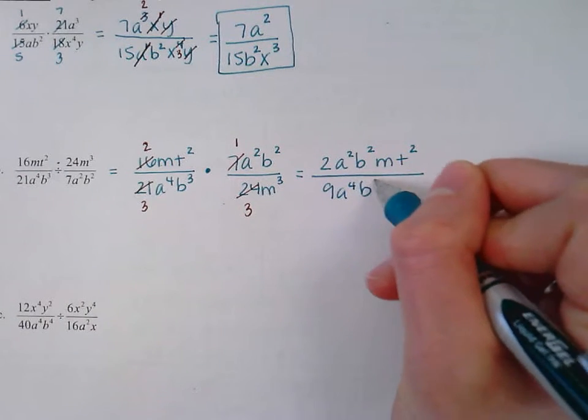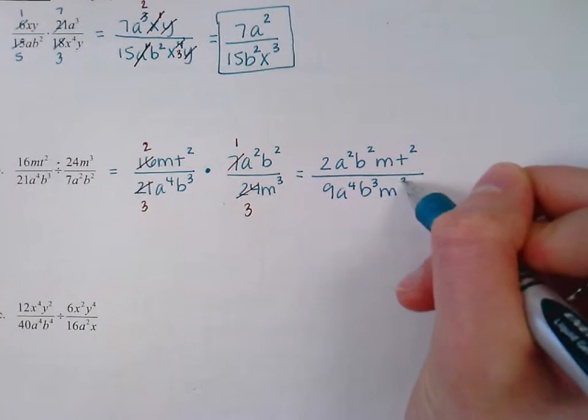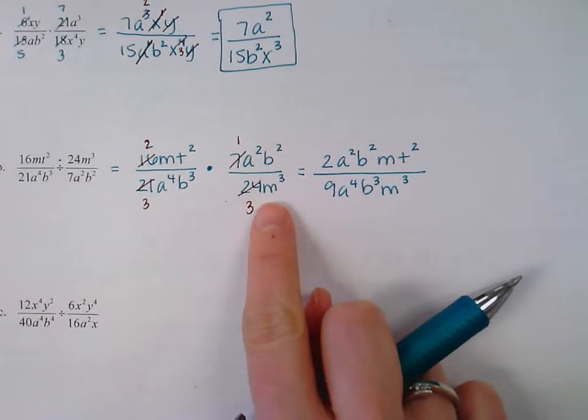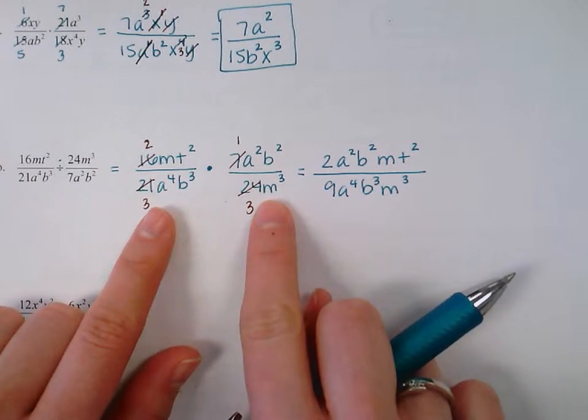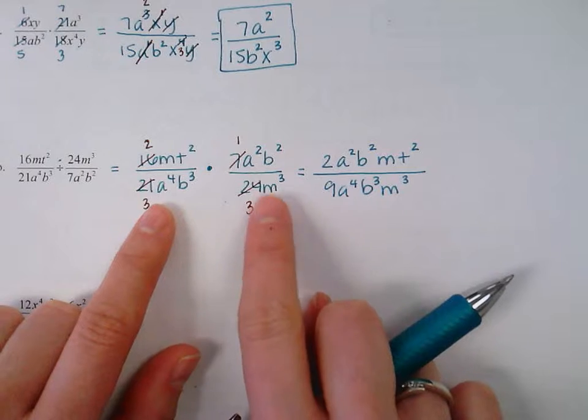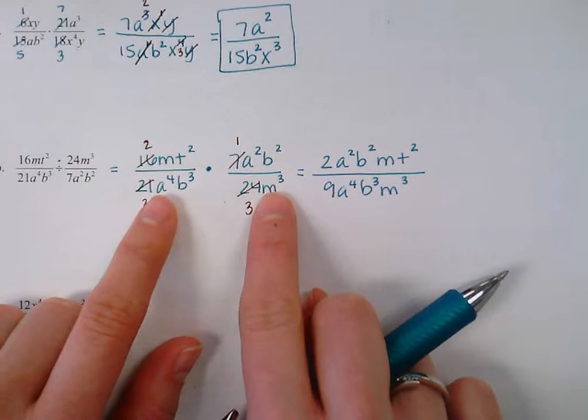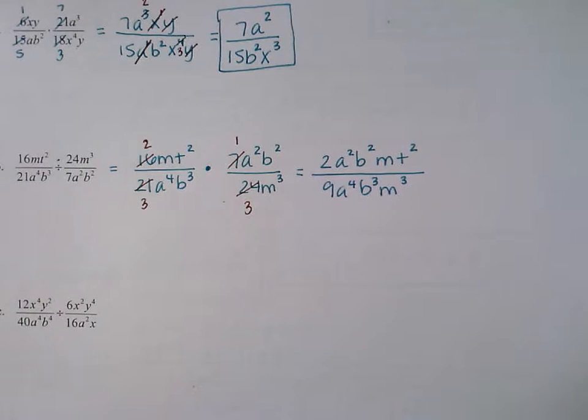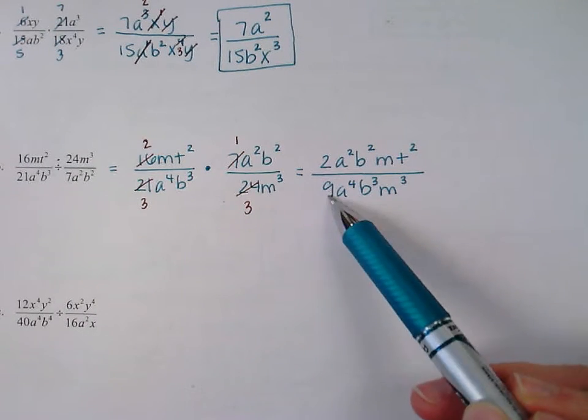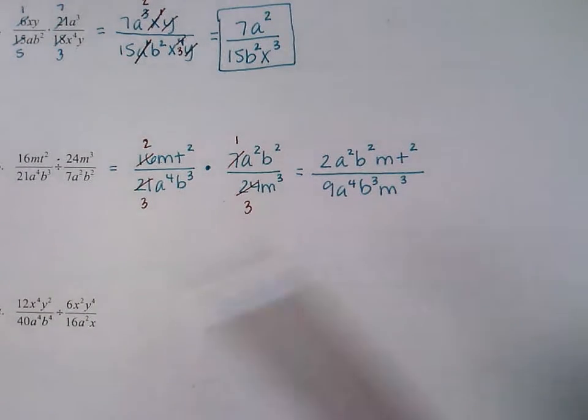If you had any of the same variable, like say instead of this being an m cubed, it was an a cubed. So remember, when I multiply those together, then you add their exponents. So if your variables are the same, you add their exponents. Then when I get here, 2 over 9 is simplified, but I can simplify the variables.